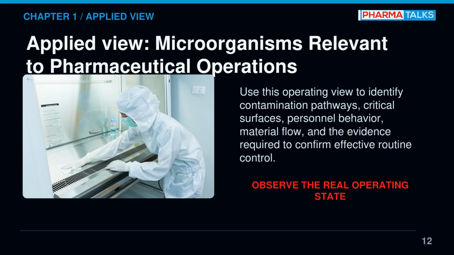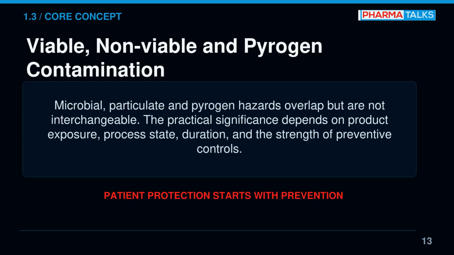Viable, non-viable, and pyrogen contamination. These hazards may occur together, but they are not equivalent and require different measurement strategies. Particle counting does not identify how many viable microorganisms are present, and the absence of microbial growth does not exclude endotoxin or cellular residues. Risk assessment should consider the product, route of administration, process state, and transfer mechanism for each hazard separately. Controls must interrupt the complete pathway.